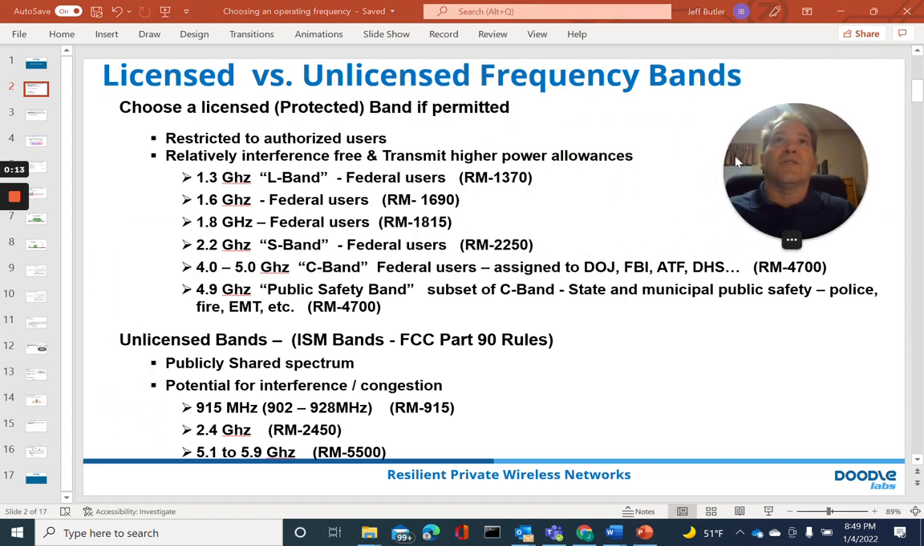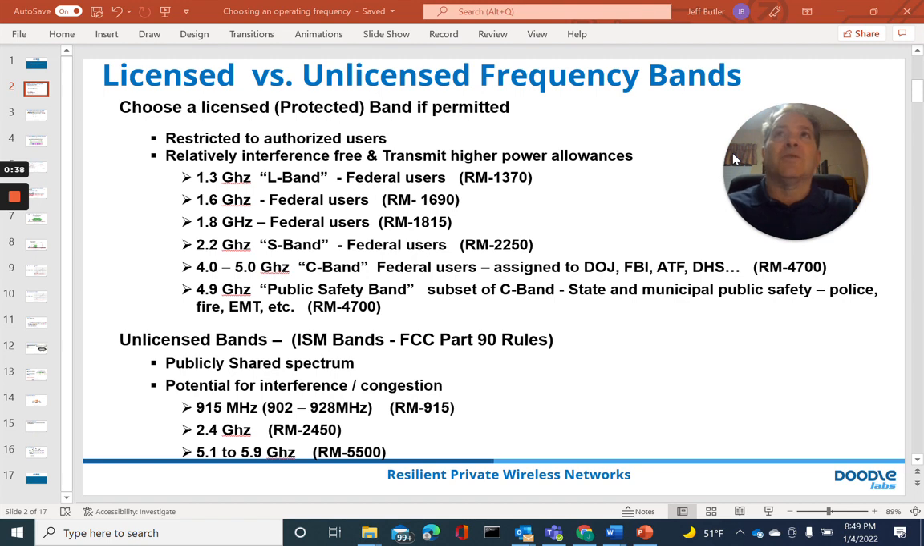One of the first things we want to consider is do you have the opportunity to operate in a licensed or an unlicensed frequency band? If you have that option, you'd want to choose a licensed or protected band if so permitted. These licensed bands are restricted, however, to authorized users, but they do provide relatively interference-free transmission and higher transmit power allowances than the unlicensed band.